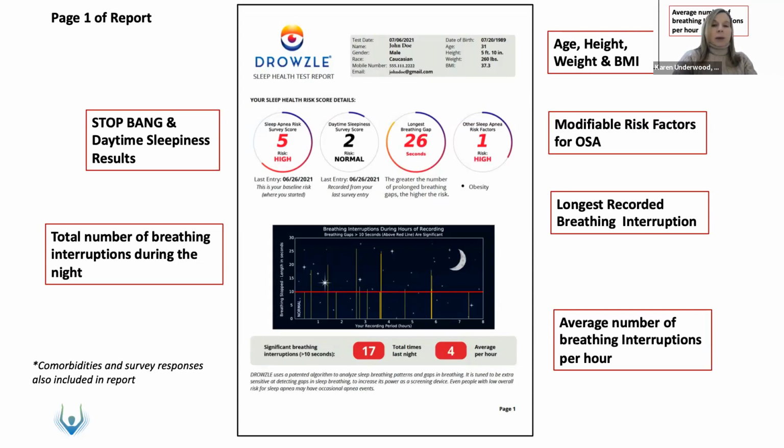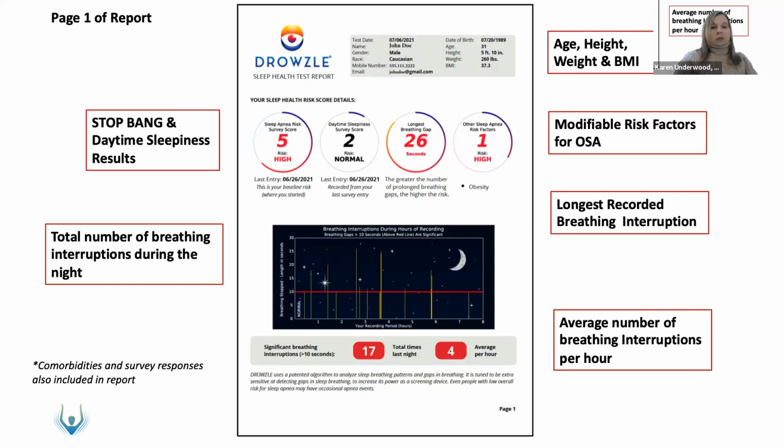This first page tells you the demographic data at the top. The patient does input their date of birth, and we calculate their age. They put in their height and weight, and we calculate their BMI. And then we have these circle gauges at the top that tell the patient and you the risk for the different surveys that the patient completed.